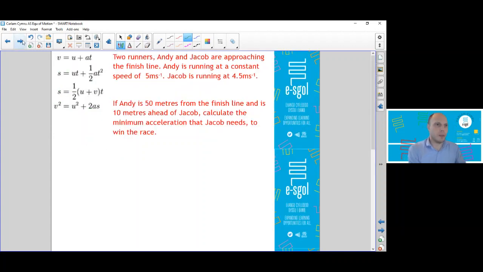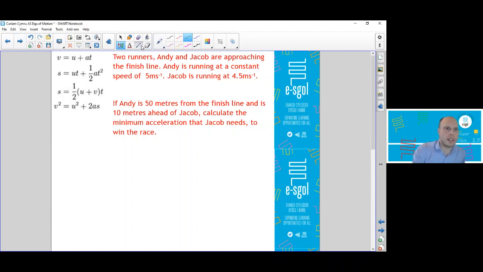Right, this one's slightly different, a bit more problem solving here, because there's 2 different runners. You've got lots and lots of values, and the trick here is to match up the right values with the right people, and then decide what you've got, what you need, what you're missing, and what you need to do first. So we've got 2 runners, Andy and Jacob, running towards the finishing line of a race. Andy is running at a constant speed of 5 meters per second. Jacob is running at 4.5 meters per second. Andy is 50 meters from the finishing line and is 10 meters ahead of Jacob. Calculate the minimum acceleration that Jacob needs to win the race.